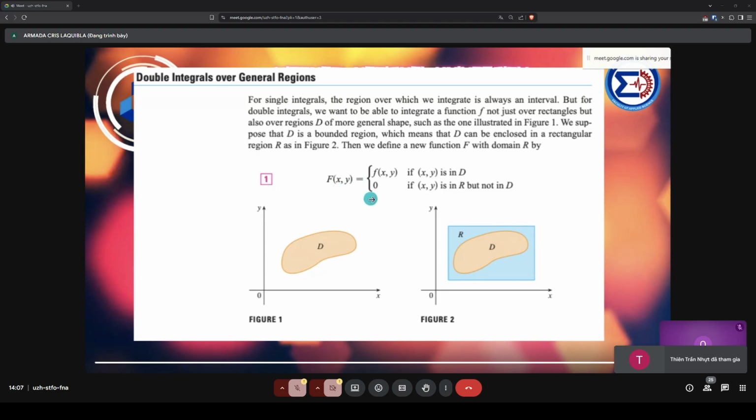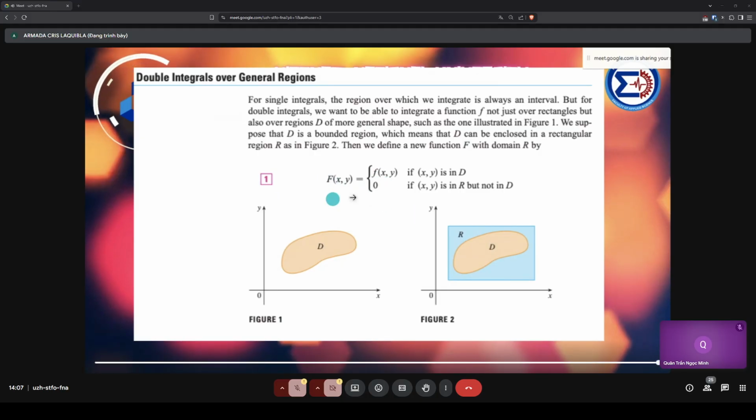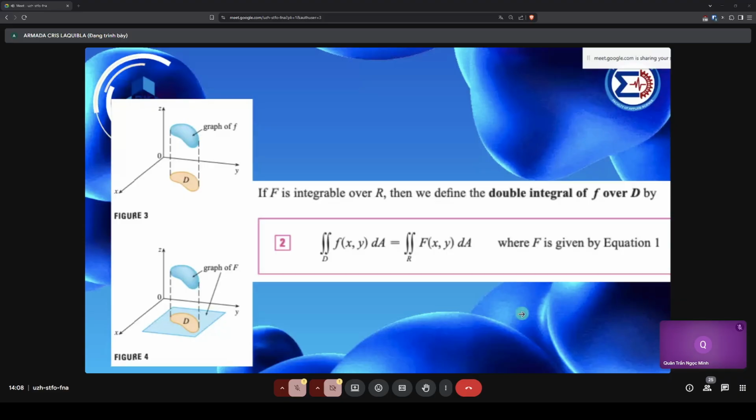Now, your capital F of xy, class, is equal to 0 if it is not in D. So it is in the R here in the blue part. Your f of xy there is equal to 0. That is why, class, these two functions are just equal with each other. Okay? Because it's equal to the small f if it's in D, but if the points are outside, it's 0. So when you take the double integral of that, they're just equal.